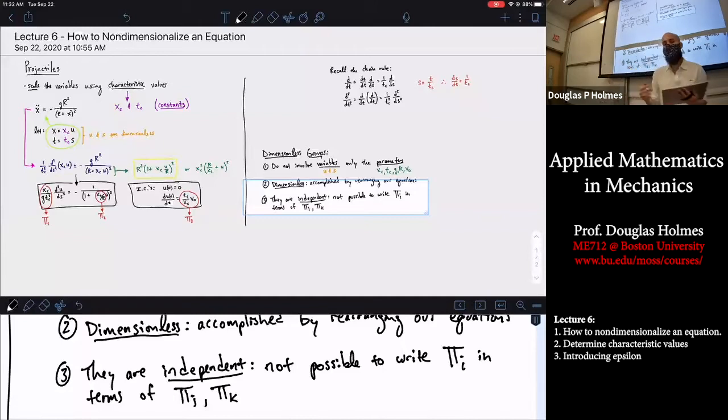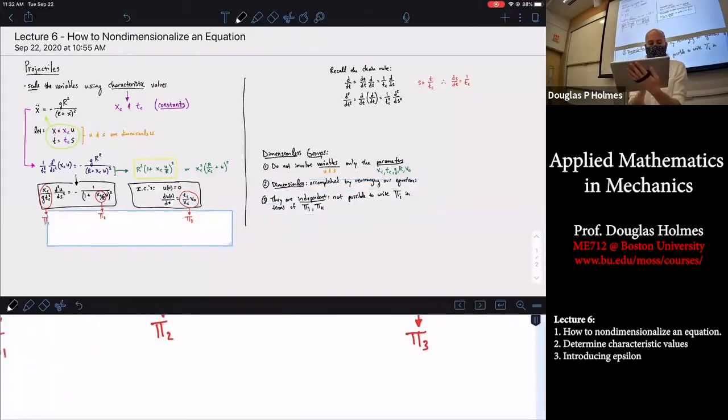Or even worse than that is, like, actually Pi 4 is Pi 3 times Pi 6. And in that case, those are not independent either. So what you're looking for are independent dimensionless groups. You can't write Pi 1 here in terms of Pi 2 or some product of Pi 2 and Pi 3.